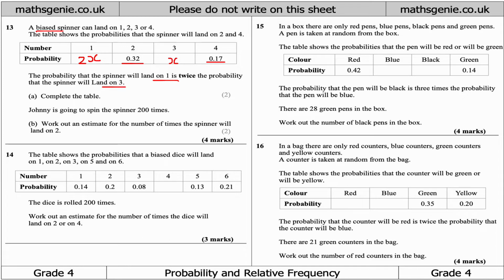So if we form our equation, we're going to have 3x, because 2x plus x is 3x. 0.32 plus 0.17 is 0.49, I believe. That has to equal 1. Subtracting 0.49 on both sides and dividing by 3, I get x is equal to 0.51 divided by 3, which is 0.17.